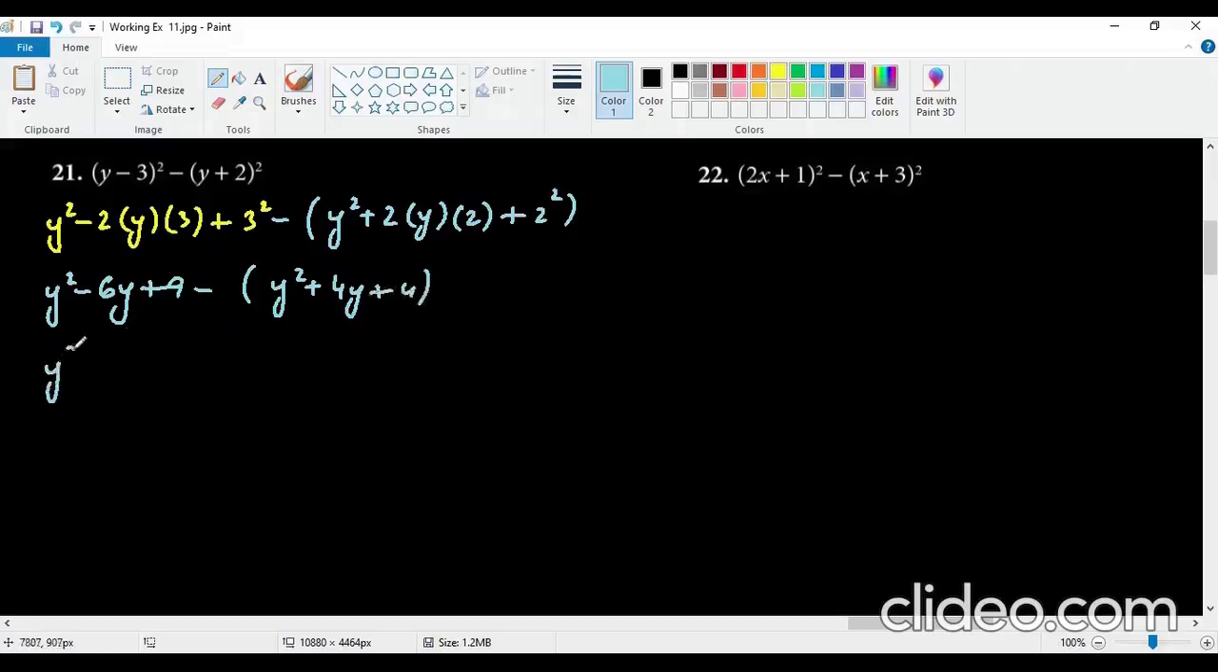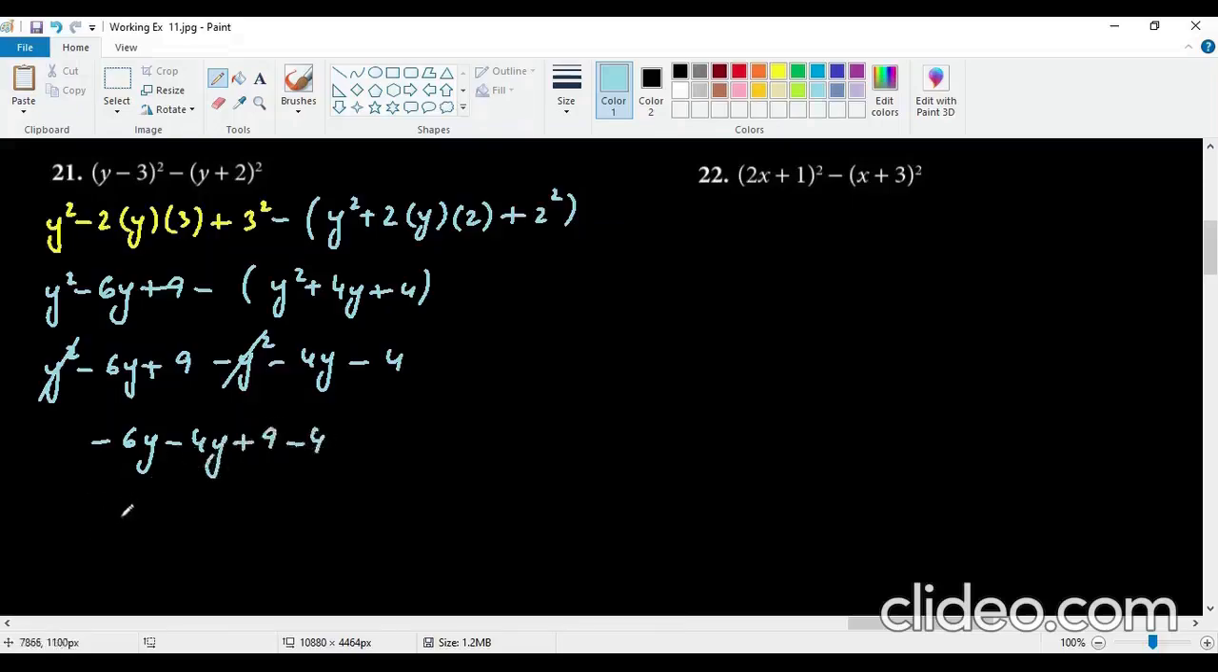Minus 6y plus 9 and minus y square, minus and plus giving you a minus 4y, and minus plus is a minus 4. Now in here y square and y square get cancelled. Minus 6y and minus 4y both are like terms, and plus 9 minus 4. So this gives me a minus 10y and plus 5. Minus 10y plus 5 is going to be the final answer.